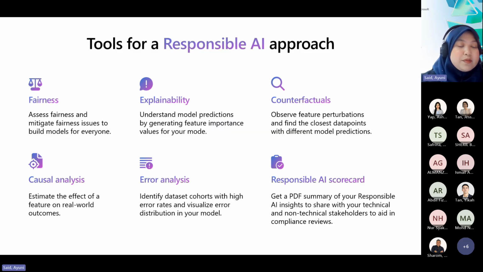So with this, the tools for a responsible AI approach. With Copilot, you can assess fairness and mitigate the fairness issues when building a model. There is explainability to understand the model predictions, counterfactuals if you have different model predictions, causal analysis that estimates the effect on real world outcomes, and error analysis that makes sure the analysis is correct. Then there is a responsible AI scorecard, which gives a PDF summary of your responsible AI for technical and non-technical audiences. This can be received from your dashboard in your admin center.